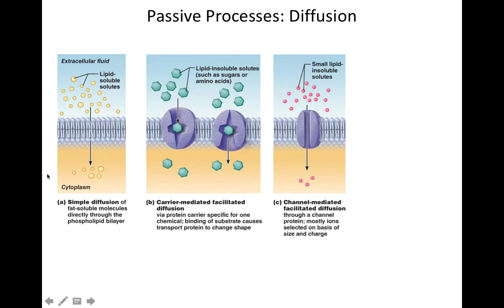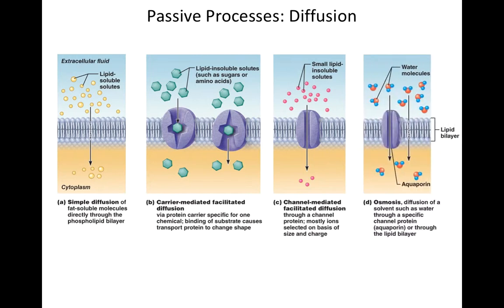If your solute isn't lipid-soluble, then you're going to need to use something called facilitated diffusion. Here we're going to use some of our proteins that are embedded in the membrane. So we're going to have a carrier or a channel. Carriers are generally more specific than channels. And it is still going to be going from an area of high to an area of low. So this is still diffusion, going from high to low. We just need a helper. We need a facilitator in the form of a protein to get our solute across the membrane.